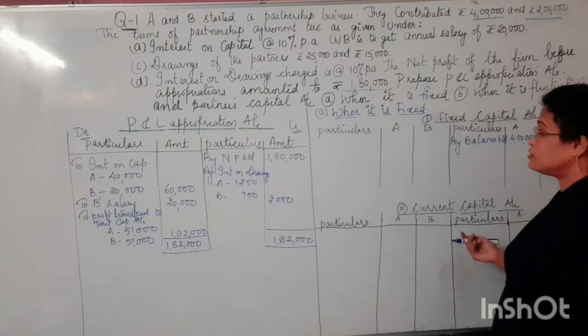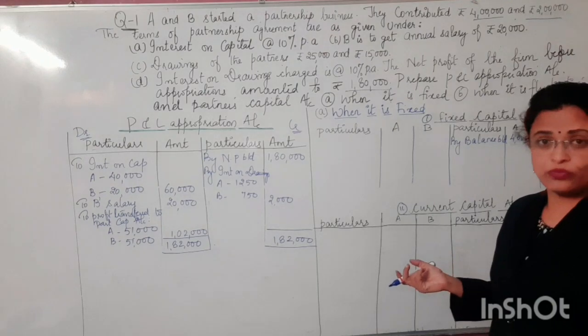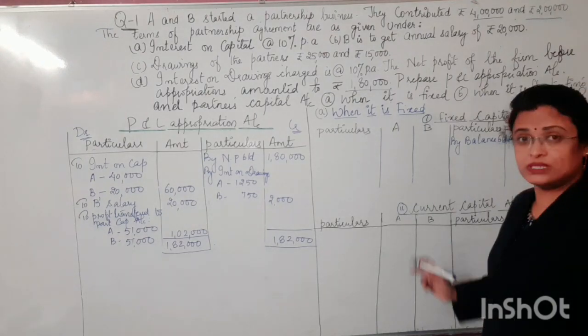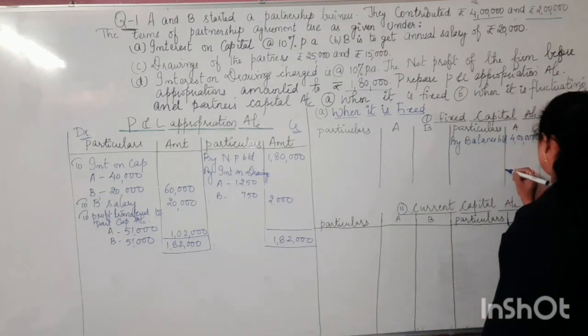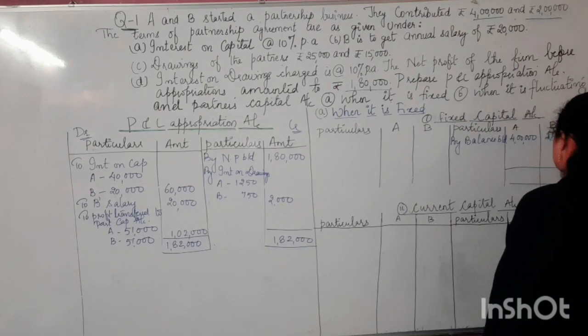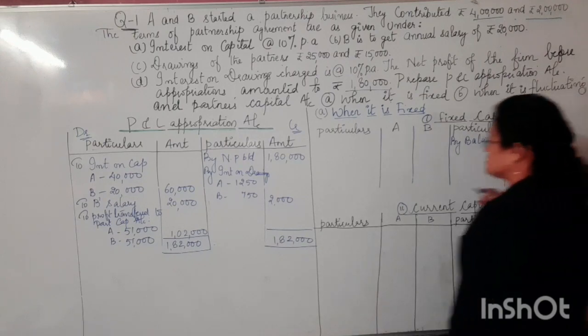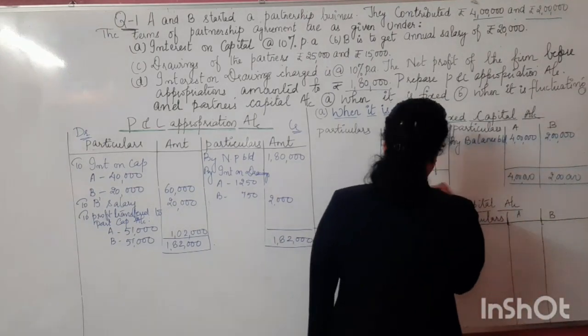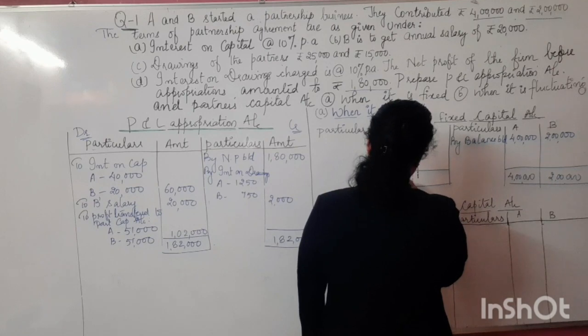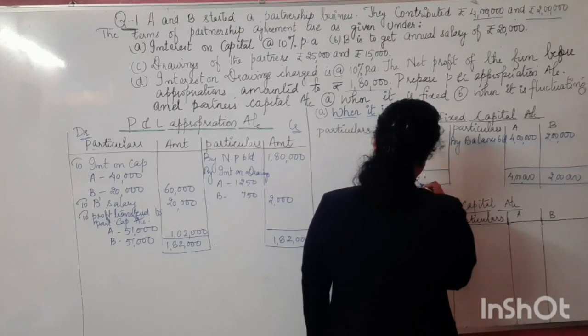Now, there is no capital introduced, no capital withdrawn, nothing as such is there. So let's close this. There is nothing as such information. So let us close this fixed capital account by balancing. Hence, 4 lakhs and 2 lakhs. Let's write the total on both the sides. Okay, 4 lakhs and 2 lakhs.